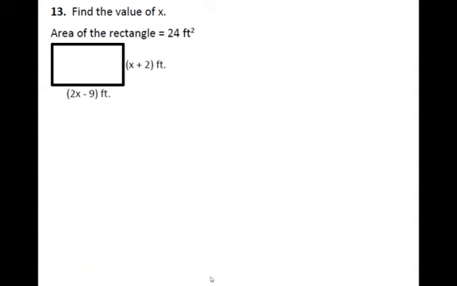Number 13. Find the value of x. We're given a rectangle, we're given the dimensions of the length and the side, and we're given what the total area of the rectangle is. Well, the area formula for a rectangle is length times width. I'm going to substitute. The area is 24, the length x plus 2, and the width 2x minus 9.